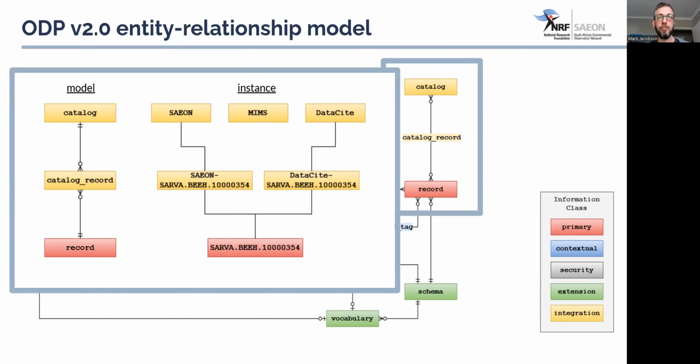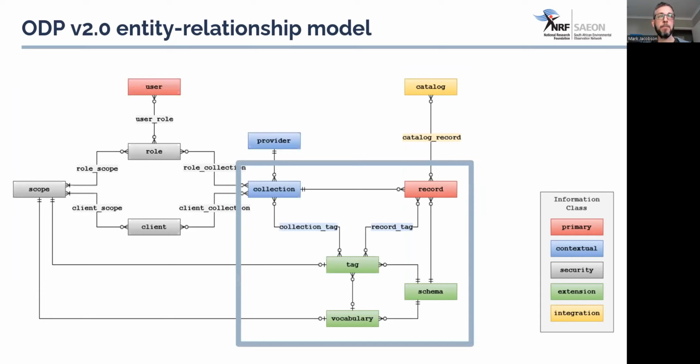ODP version 2 introduces another new concept, the tag. A tag is a structured annotation that can be attached to a record or collection to provide additional contextual information, such as quality checks, readiness for publication, curation notes, record retraction and embargoes, and so on and so forth. Each type of tag has its own JSON schema that precisely defines the structure of information that may be attached to a record or collection by such a tag.